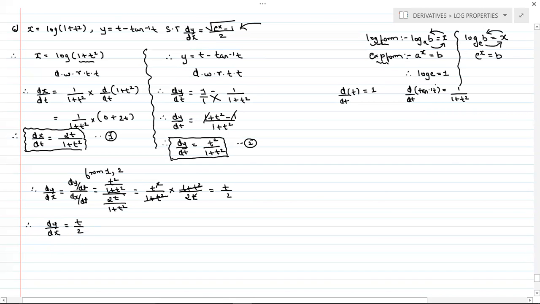Now see the adjustment that I will do here. After this, just focus on this step. We'll give this as equation number 3. You will come to know afterwards why.